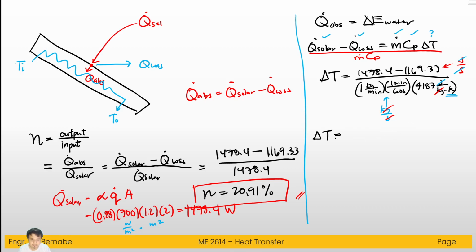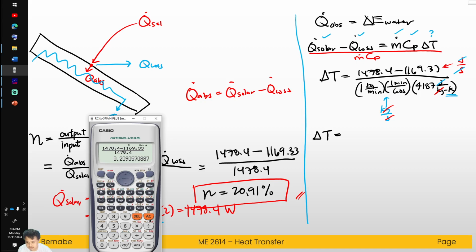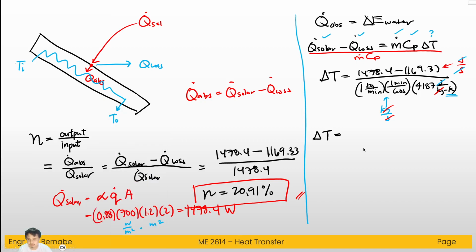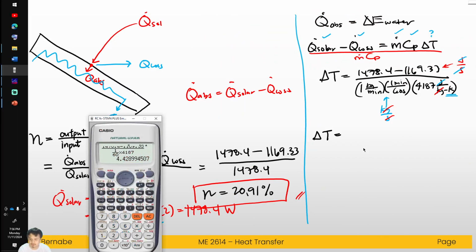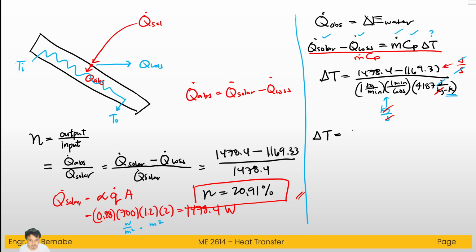So delta T is 1 divided by 60 multiplied by 4187. So we have 4.43, approximately 4.43 degrees Kelvin. Or in degrees Celsius, it could also be true, or Kelvin if you want. So that's it for this example. That's a lot. Thank you guys for listening.